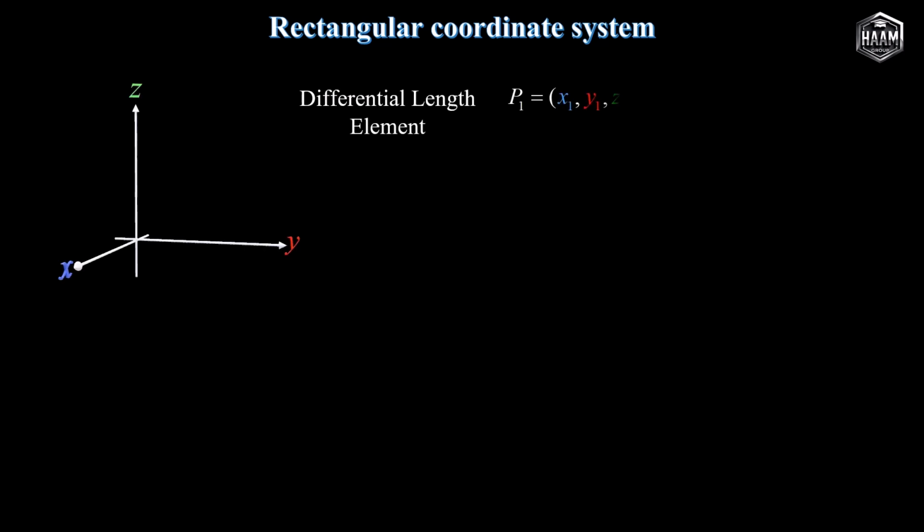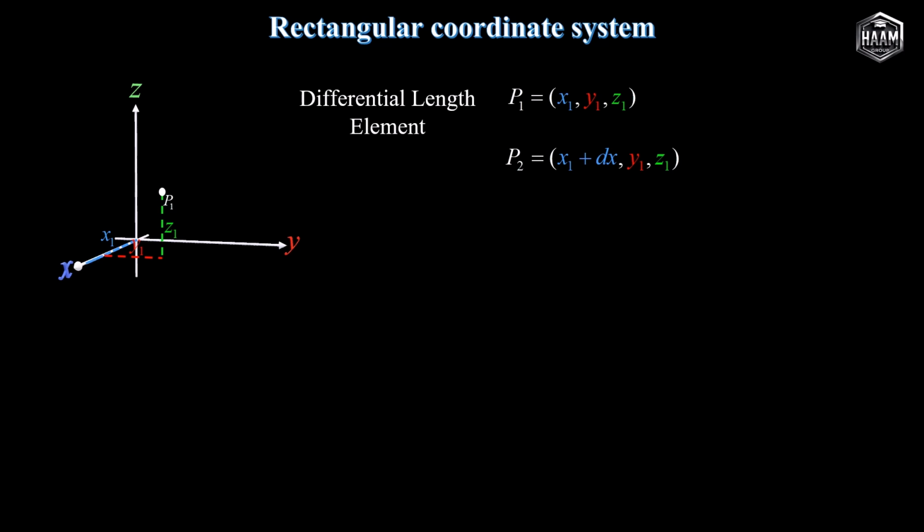Suppose we have a point in the rectangular system denoted P1 with coordinates x1, y1, and z1. Now each time we introduce a small displacement in one of the components of this point while holding the other two components fixed. For example, consider point P1 and let its x-coordinate change by an amount dx. Let us take dx to be positive. However, its y and z coordinates remain unchanged.